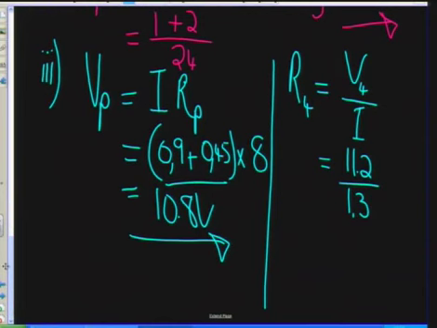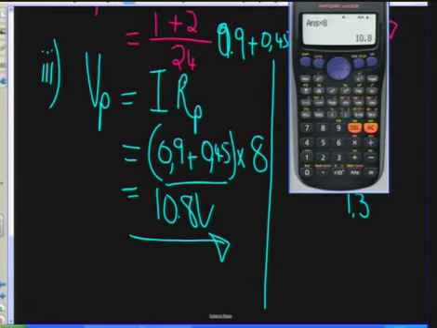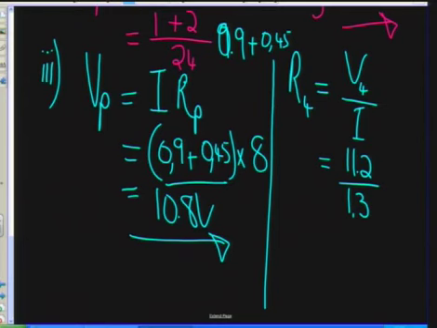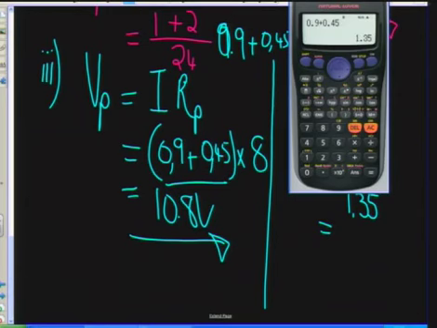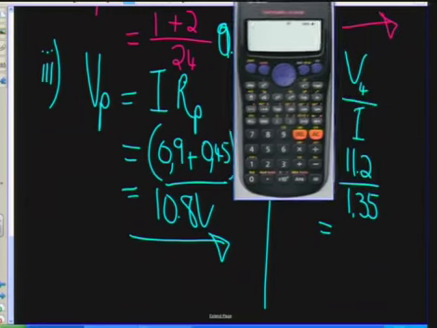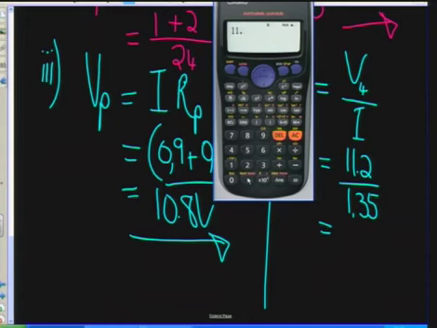So it will be 11.2 divided by 0.9 plus 0.45. We've worked this out earlier, so 1.35. So you work that out again, bringing in your calculator. You've got 11.2 divided by 1.35, and what you're getting is 8.296, and that rounded off to 2 decimal places will be 8.30.